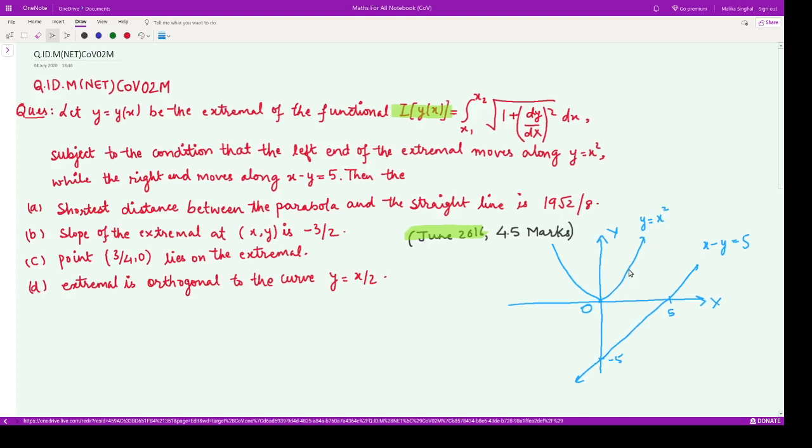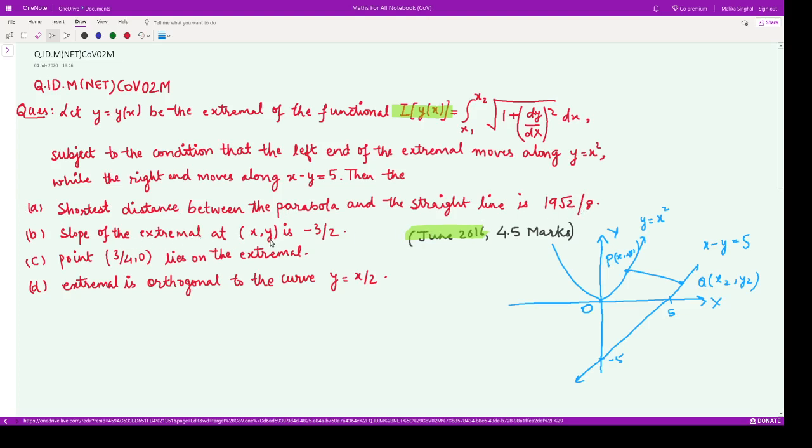So let us suppose here is one point, say P (x1, y1), and somewhere here there is another point Q which has coordinates (x2, y2), and we need to find that functional which passes through these two points and such that the distance between this point P and Q is the minimum, right? So in the question they are asking whether the shortest distance between the parabola and the straight line is 19 square root 2 by 8.